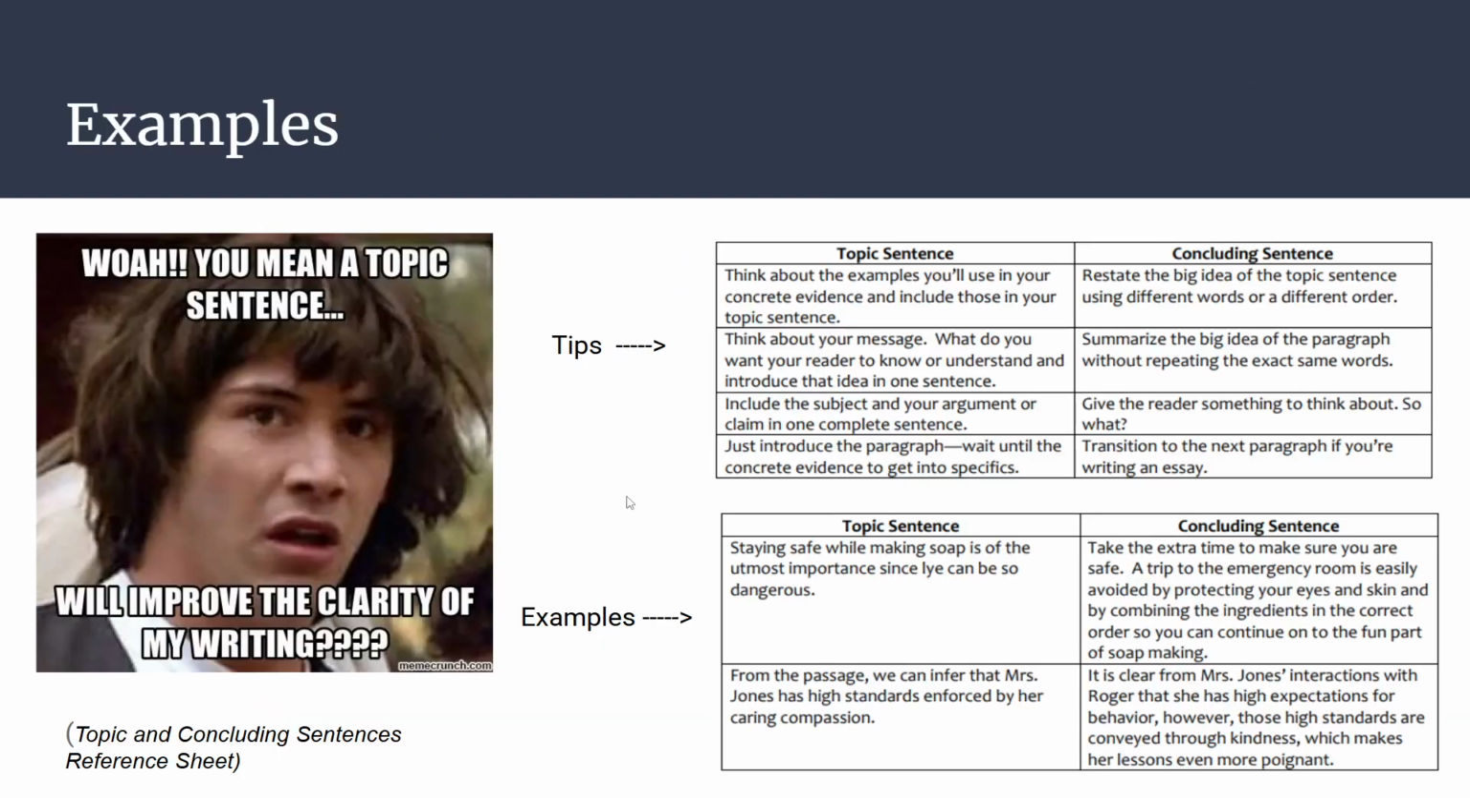Here are some examples of topic and concluding sentences, as well as some tips on how to create those topic and concluding sentences. For our tips for the topic sentence, we want to think about examples you'll use in your concrete evidence, so maybe a little homage to a quote you're about to hint at. You can think about your message. What do you want the reader to know or understand about this topic in this paragraph? You can include the subject and argument of your claim in the sentence, or you could just introduce the paragraph with something a little more broad and wait until the concrete evidence to get into those specifics.